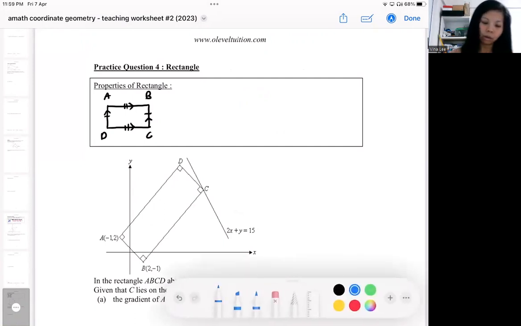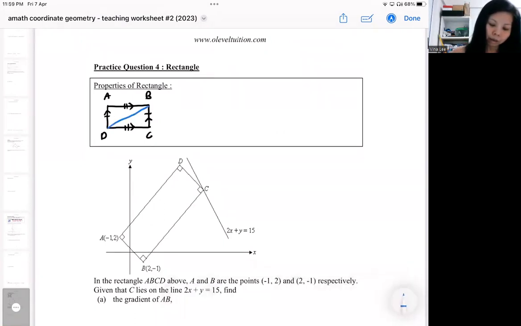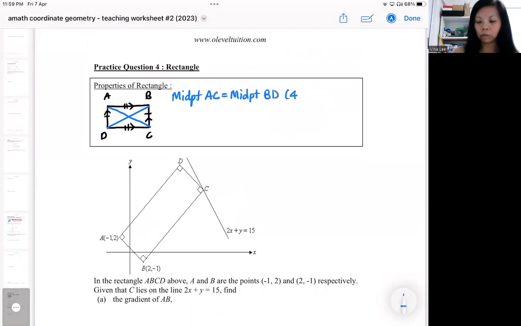So the one that I want to emphasize will be the diagonal. So again, we got the diagonal thing. So the midpoint of AC will be equal to the midpoint of BD. So it's the diagonal. So that one is useful for the fourth coordinate. Okay, the diagonal in this case is like a parallelogram. It's not 90 degrees. So it's just the diagonal.